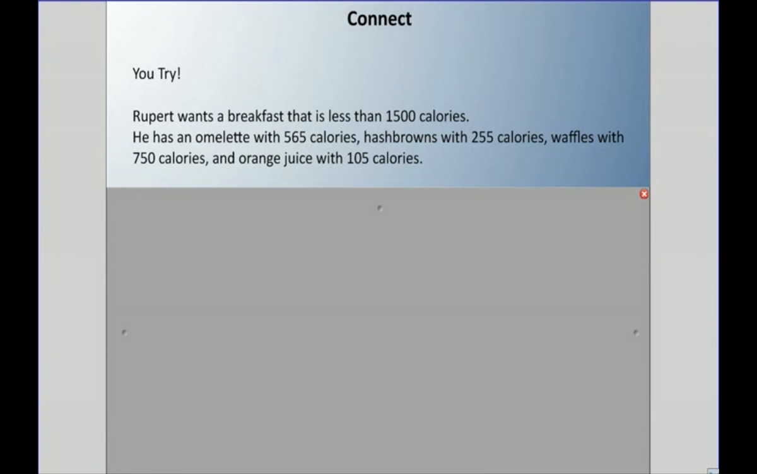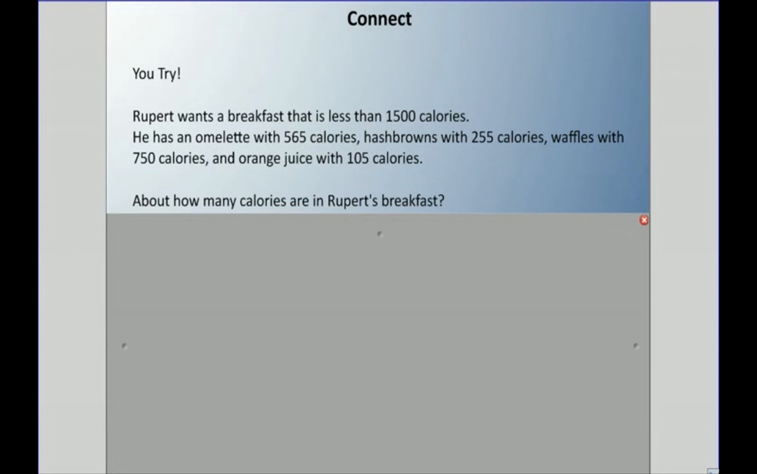All right, here's another one I want you to try. Rupert. Good old Rupert wants a breakfast that is less than 1,500 calories. He has an omelet with 565 calories, hash browns with 255 calories, waffles with 750 calories, and orange juice with 105 calories. And I don't know about you, but I really want to be Rupert right now because I actually am kind of hungry. But anyways, I digress.